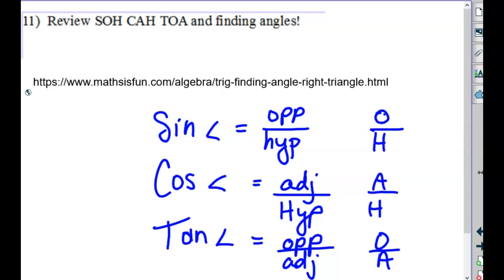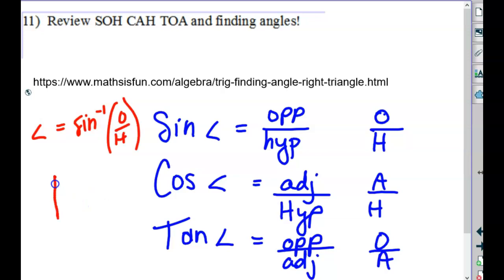All right. And then, okay. When you have to find an angle, then you work backwards. So what we did on that one was inverse. Was it inverse sine? Okay. So to find an angle, we did sine inverse of opposite over hypotenuse.